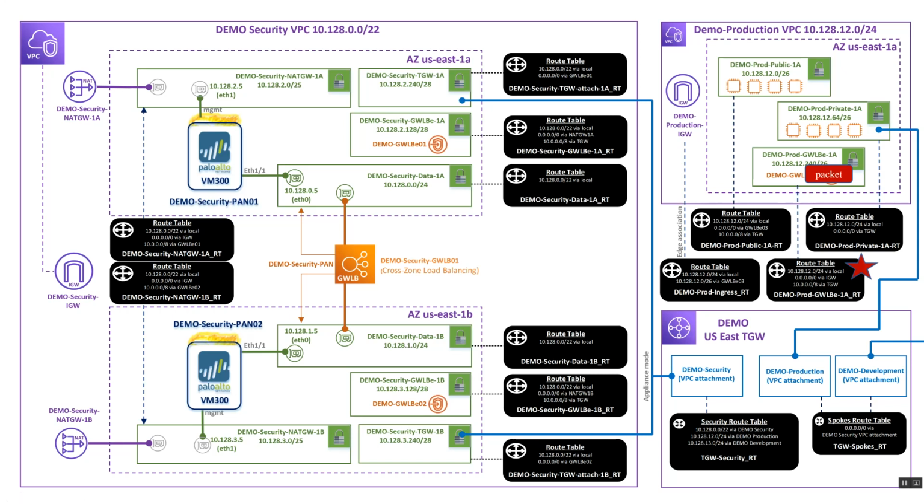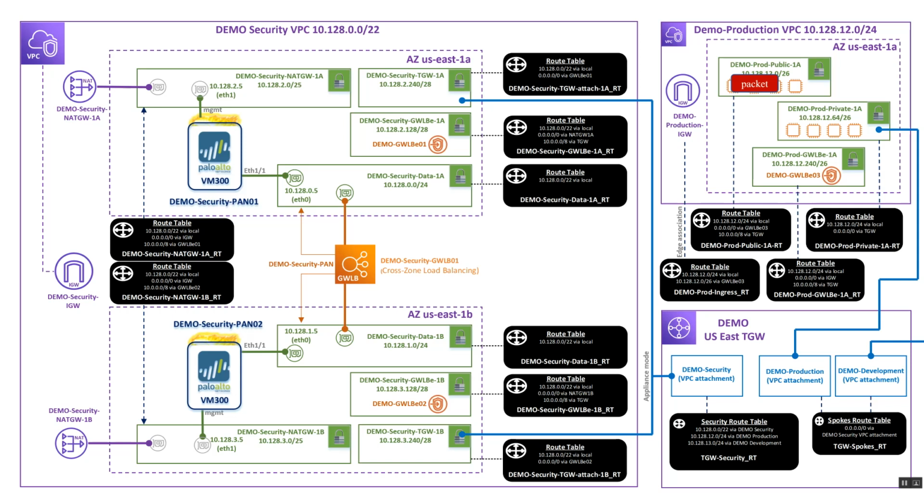Wait, correction, I'm sorry. It's going to use the local route, right? Because it comes in on the gateway load balancer endpoint, and it's part of that VPC, so it's going to consult the local routing table, in this case, the 10.128.12.0/24, right? So it's going to use the local routing table as a decision to forward that packet to the prod public, okay?